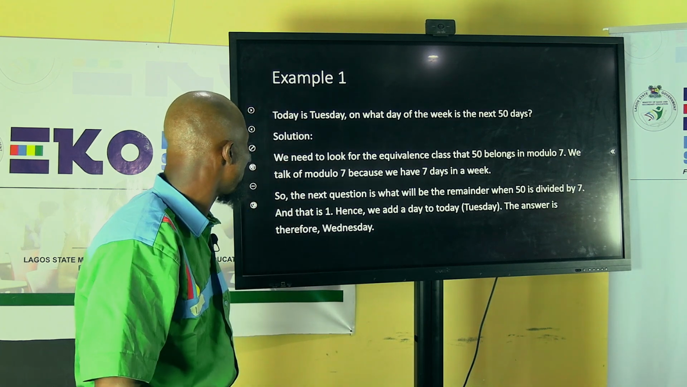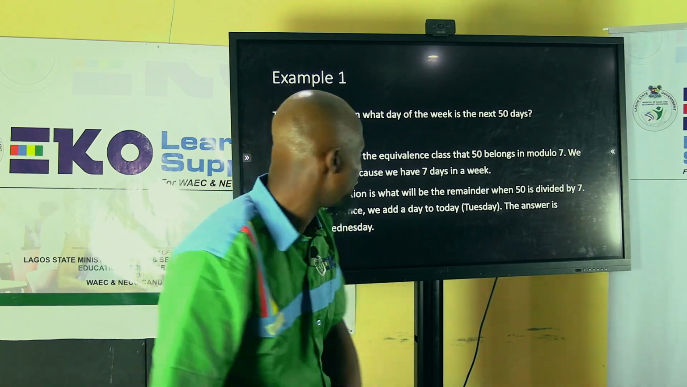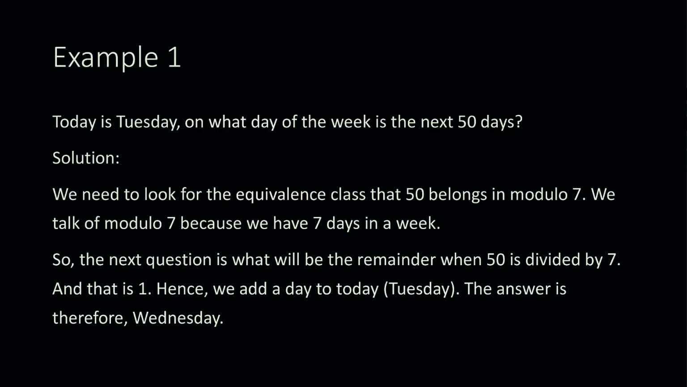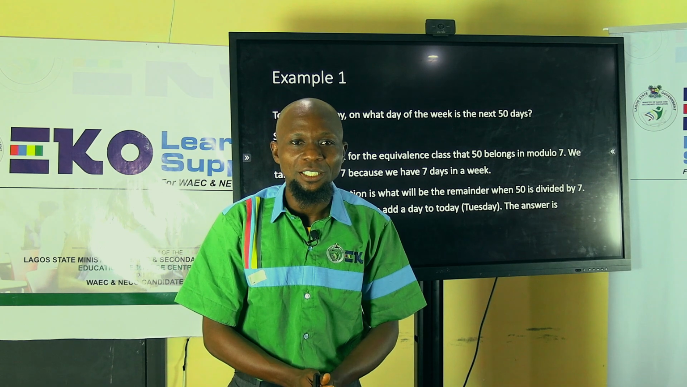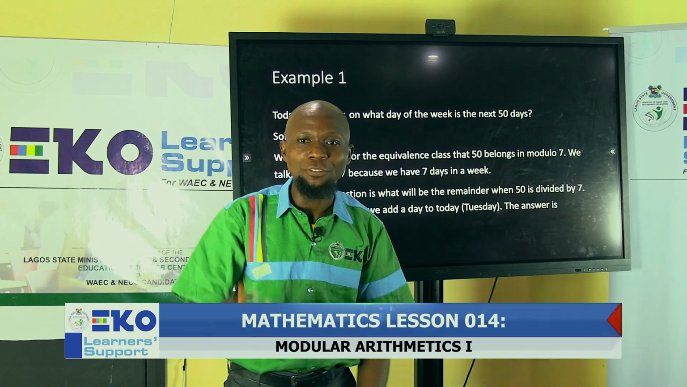So we have some examples here. Example 1. Today is Tuesday. What day of the week is the next 50 days? So how do we do that? Just like I told you, in days of the week, we have 7 days.